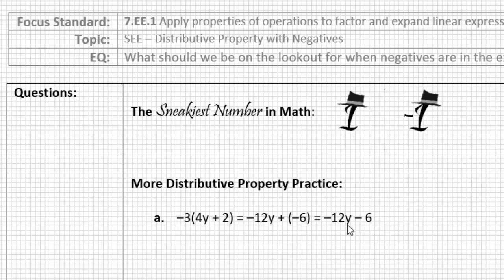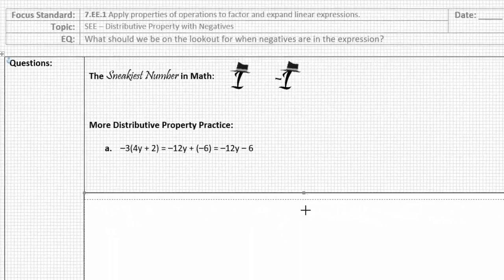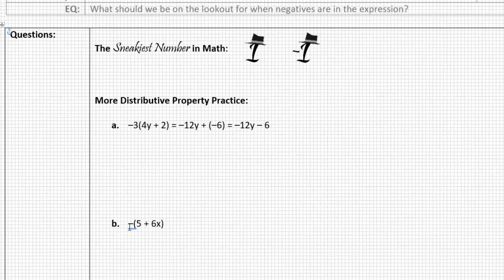Both of these are correct answers, and I will accept both, but this would be the most simplified form. Let's take a look at another example. For example B, we have the negative of the quantity 5 plus 6x. Here, we definitely have the sneakiest number in math hiding out. Can you find it?